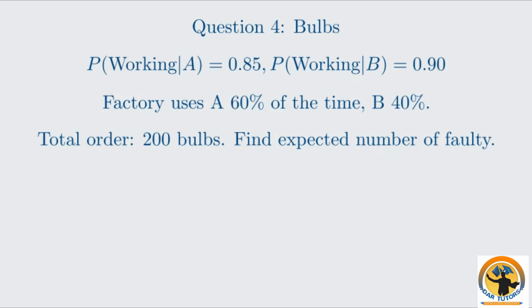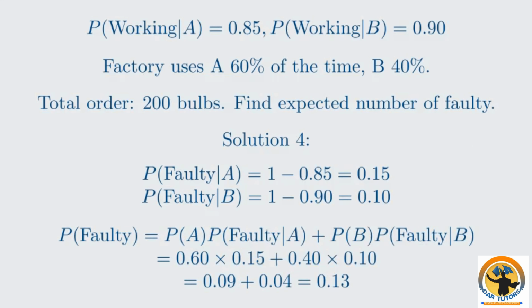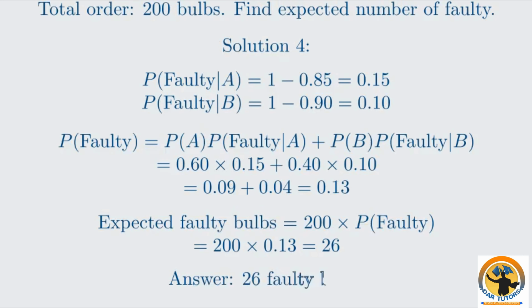This is a conditional probability problem, not a Markov chain, but we can still use a tree diagram and matrix-like thinking. First, let's find the probability that a bulb is faulty. The probability it comes from A and is faulty is 0.6 times 0.15. The probability it comes from B and is faulty is 0.4 times 0.10. The overall probability of a faulty bulb is the sum of these, which is 0.13. That's a 13% chance of any given bulb being faulty. For an order of 200 bulbs, the expected number of faulty bulbs is the total number multiplied by this probability, which is 26.